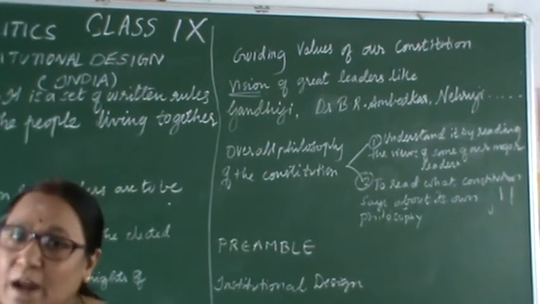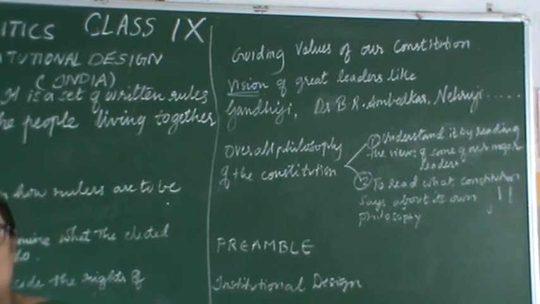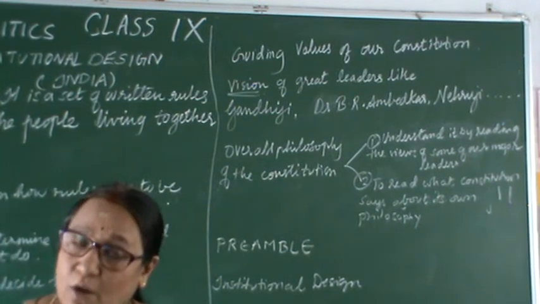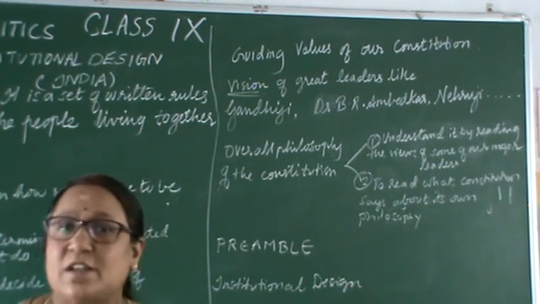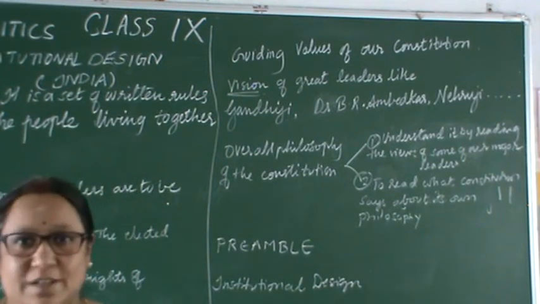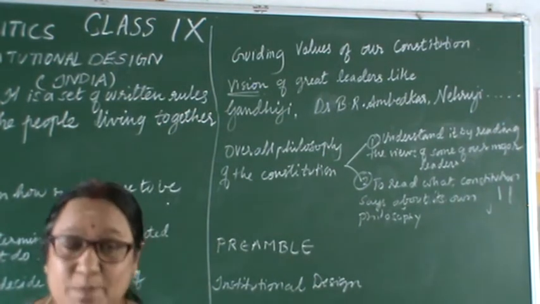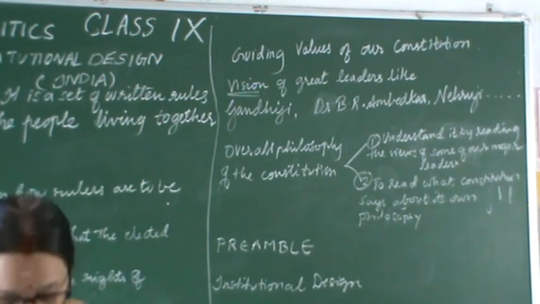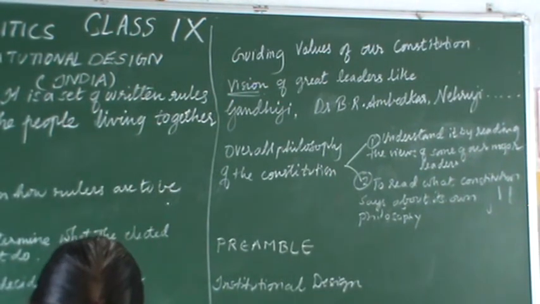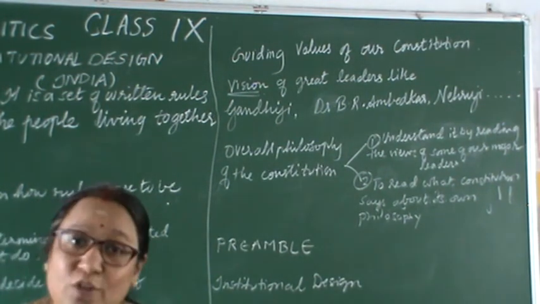What are their views? Are these views incorporated in the Constitution? What was their vision? How did they want India to be? Because we had been struggling to get our independence. What type of India did the people of India want, and whether their vision has been incorporated. The second aspect is, it is equally important to read what the Constitution says about its own philosophy.